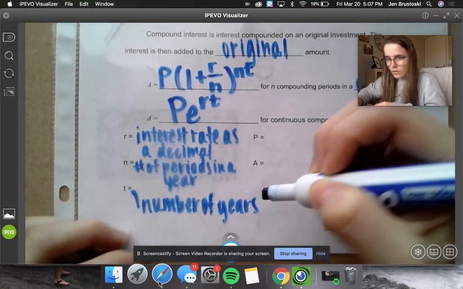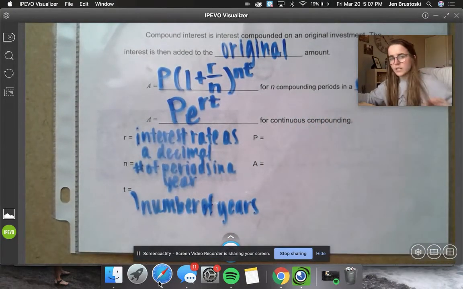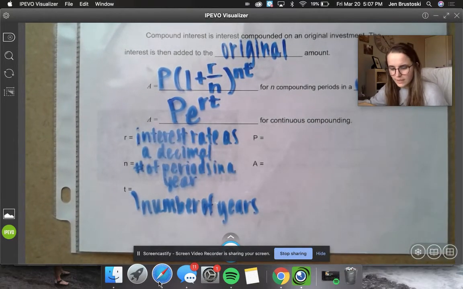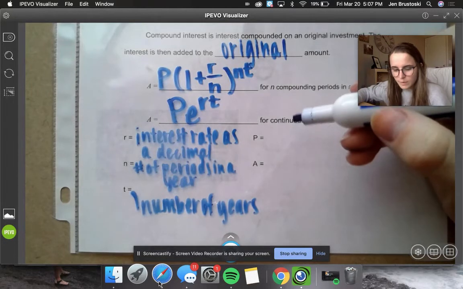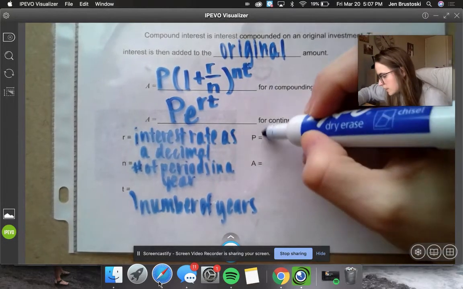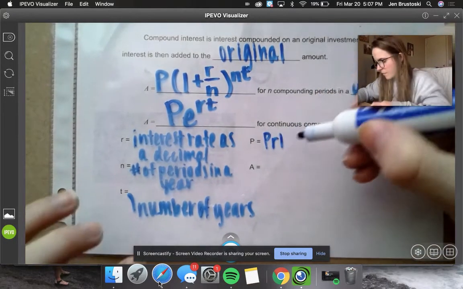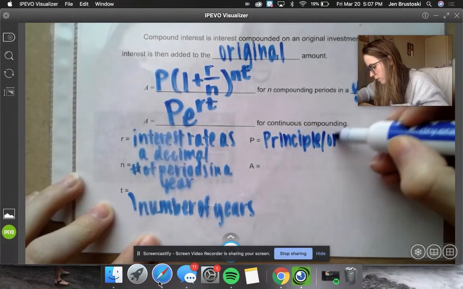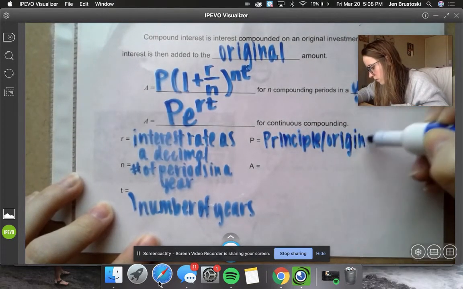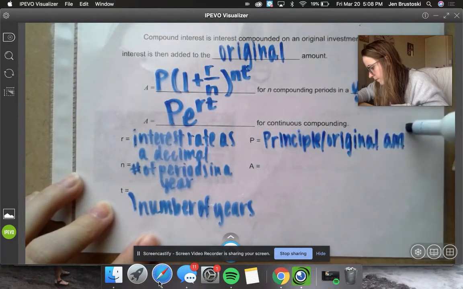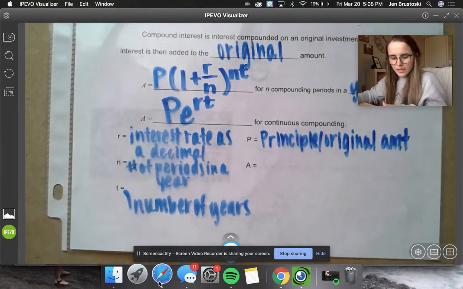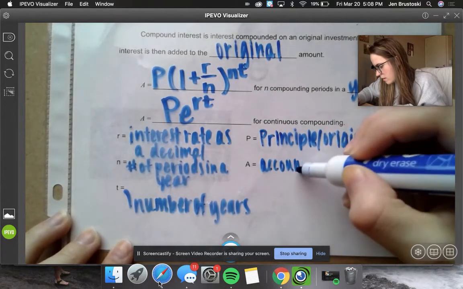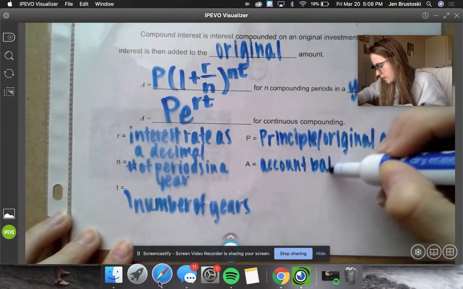If you need to, you can pause. You might have to pause this if you're having a hard time reading. Hopefully you can see that okay. It's definitely big enough. It just might be smushed together. P is the principal or original amount. And then A is the account balance.